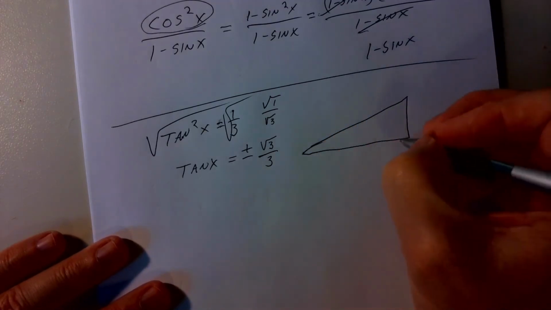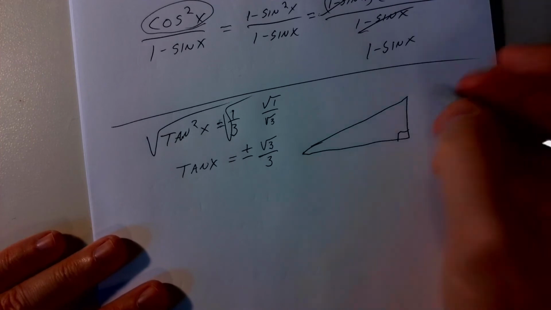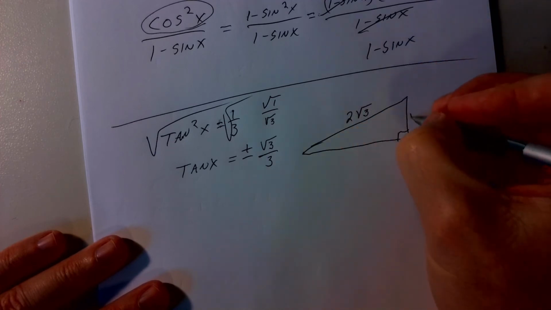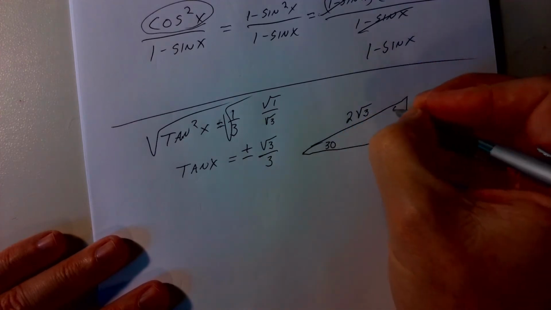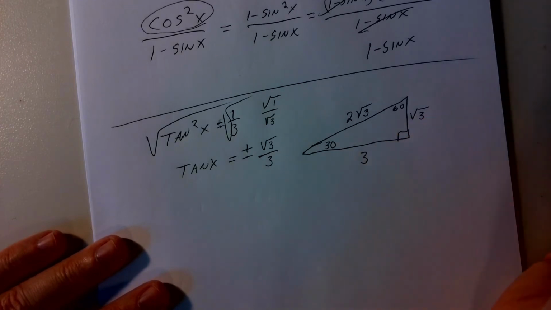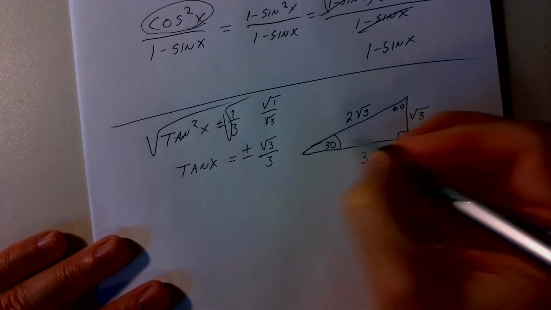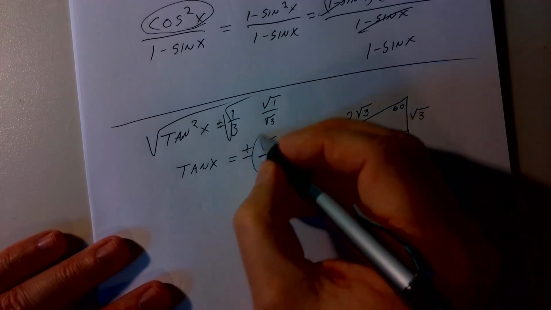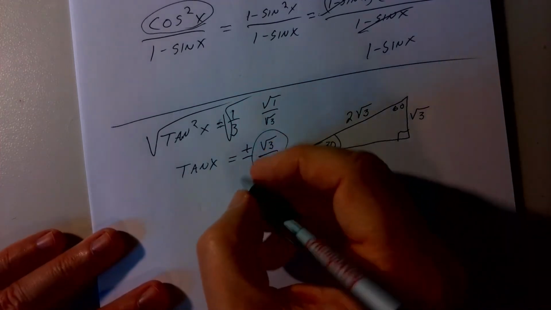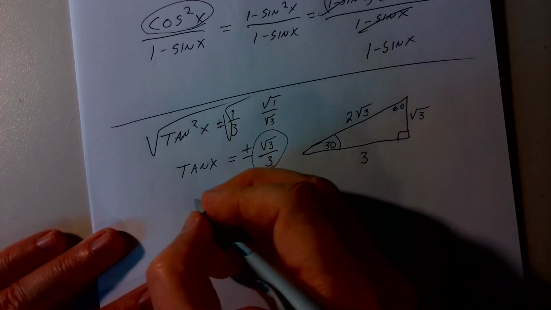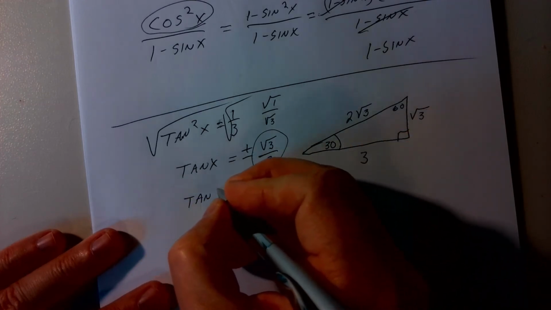On my 30, 60, 90 triangles, do I ever have that? Well, if I had this one right here as a 2 root 3, then this would be half of it, on a 30, 60, 90 triangle. So half of 2 root 3 is root 3. And then if I multiply the short leg by root 3, the square root of 3 times the square root of 3 is 3. So if I look at this angle right here, 30 degrees, I can see that the opposite over the adjacent would be square root of 3 over 3. And you're like, yes, that works out. So I need to know that angle. Sweet, so I know that the tangent of 30 degrees works.